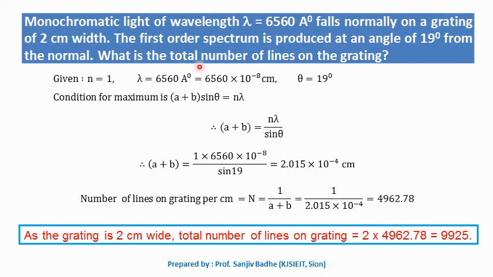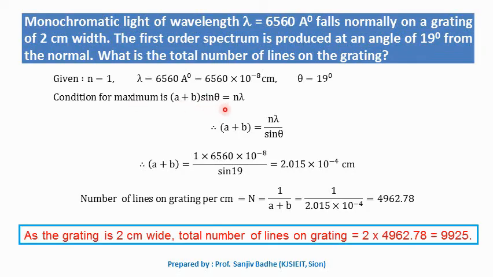Okay, in this problem we will calculate the number of lines on the grating. Monochromatic light of wavelength 6560 angstroms falls normally on a grating of 2 cm width. The first order spectrum is produced at an angle of 19 degrees from the normal. What is the total number of lines on the grating? So here n is given as 1, first order. Lambda is 6560 angstroms. So that is 6560 into 10 raised to minus 8 centimeter. And theta for first order is given as 19 degrees.